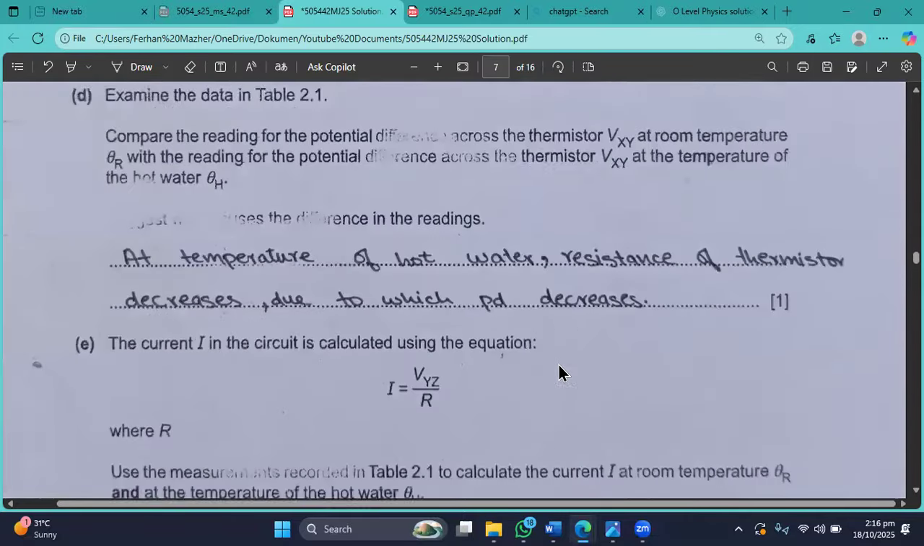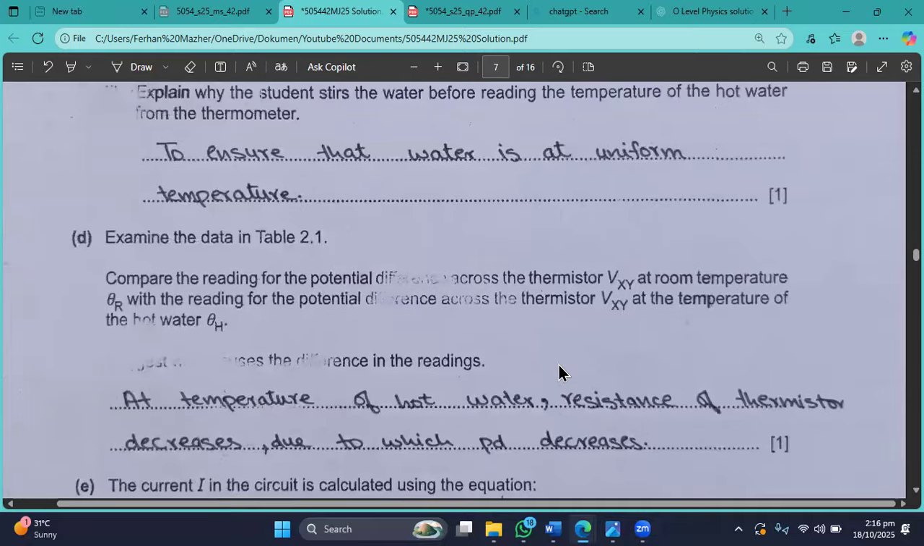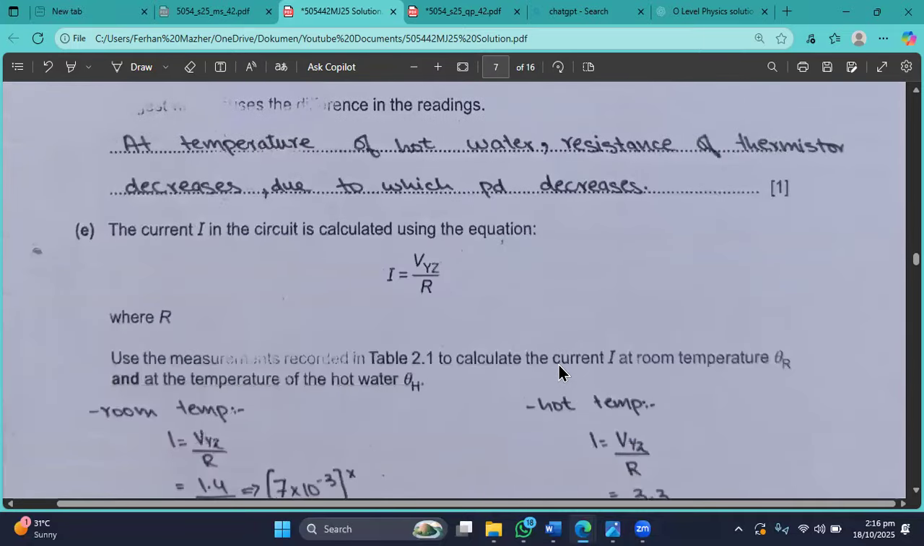Let me see what Fatma has written. The temperature of the hot water, resistance of thermistor decreases, due to which the potential difference decreases. You see, because of the hot water, the temperature of the thermistor has increased. And when the temperature of the thermistor increases, its resistance decreases. That's why the potential drop across it has decreased. When it was at room temperature, the potential drop was higher, and when it was at the hot water's temperature, 83 degrees centigrade, the potential drop across it decreases. So let's do the next one.